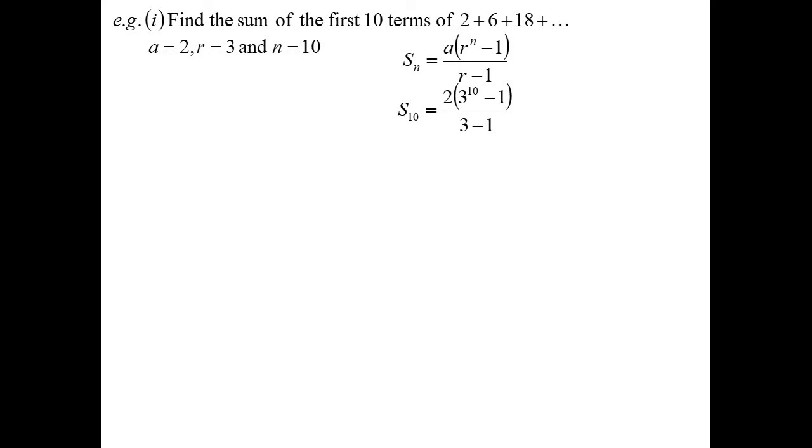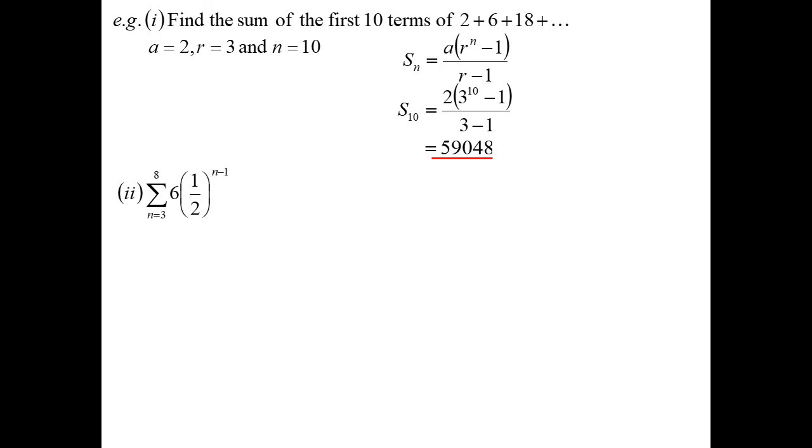Okay, let's have a look at this one. 2, 6, 18. Let's confirm it is geometric, yes. 6 divided by 2 is 3, 18 divided by 6 is also 3. So we're going to find the sum of 10 terms. So let's sub in. Now, calculators have got better and better over the years, so you probably can bung that all into a calculator and come up with an answer. But we should end up with 59,048.